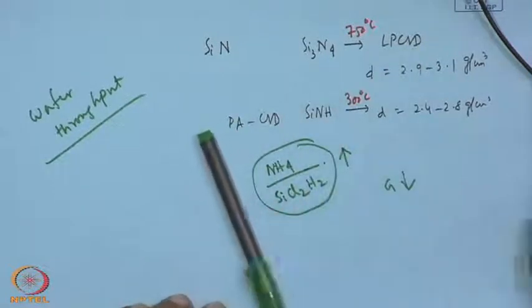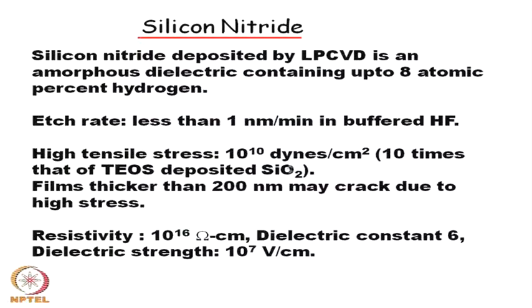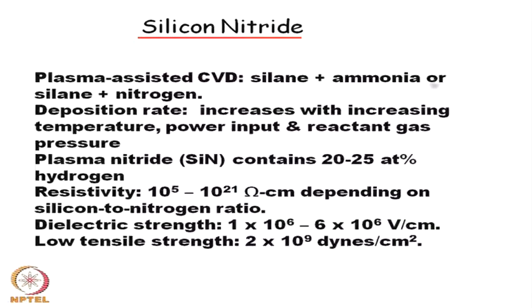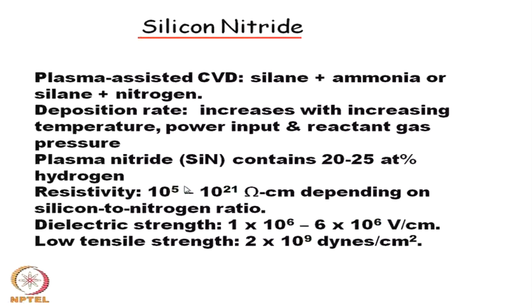LPCVD, and in this case you see that the plasma assisted silicon nitride deposition films contain 20 to 25% hydrogen. Atomic hydrogen is very high, here it is 8 atomic percent, here it is 20 to 25 atomic percent. Then if you come to the resistivity value, in this case it is 10 to the power 16 for LPCVD, but here it can be 10 to the power 5 to 10 to the power 21 ohm centimeter depending on silicon to nitrogen ratio.